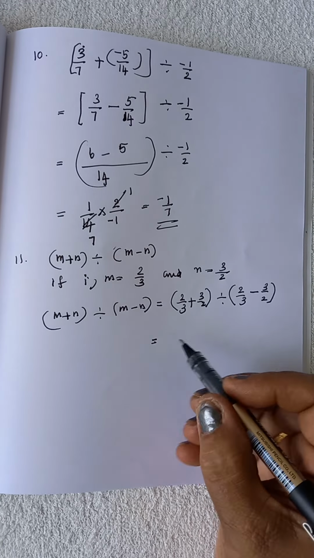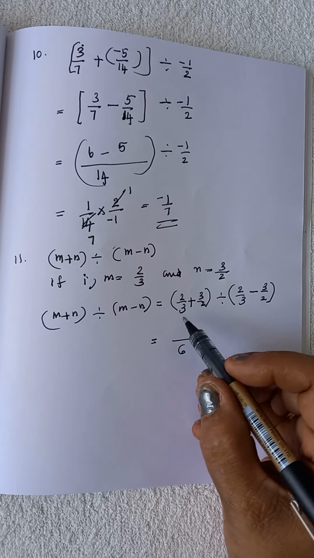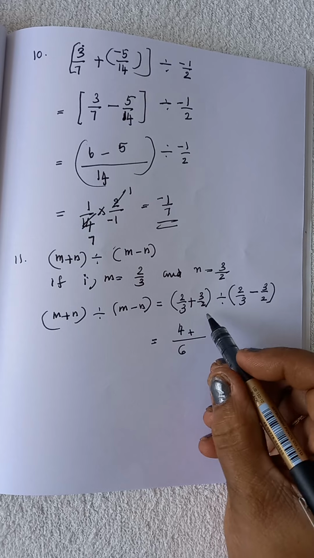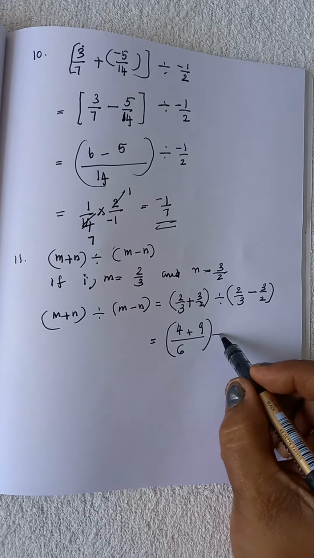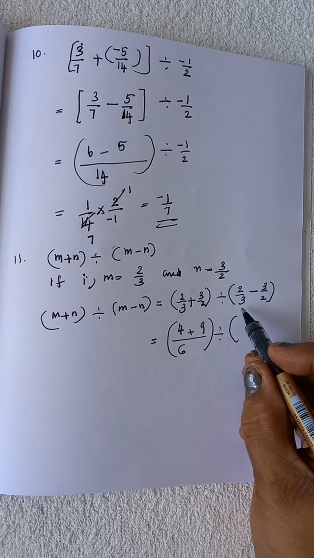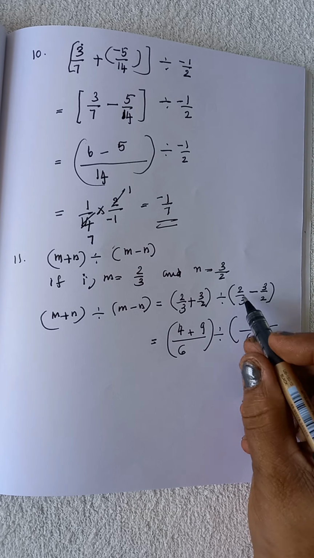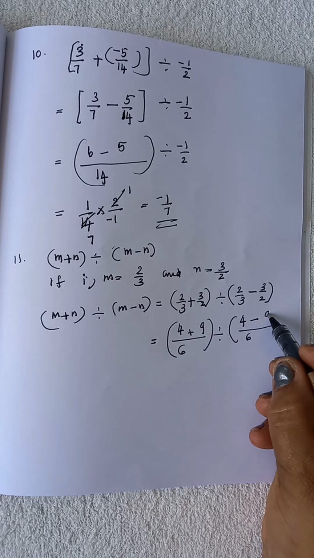Now here the LCM is 6. 3 and 2, 6. 6 by 3 is 2. 2 into 2 is 4. Then that plus 6 by 2 is 3. 3 into 3 is 9. Now that divided by, here LCM of 3 and 2, 6. 6 by 3 is 2. 2 into 2 is 4. Minus 6 by 2 is 3. 3 into 3 is 9.